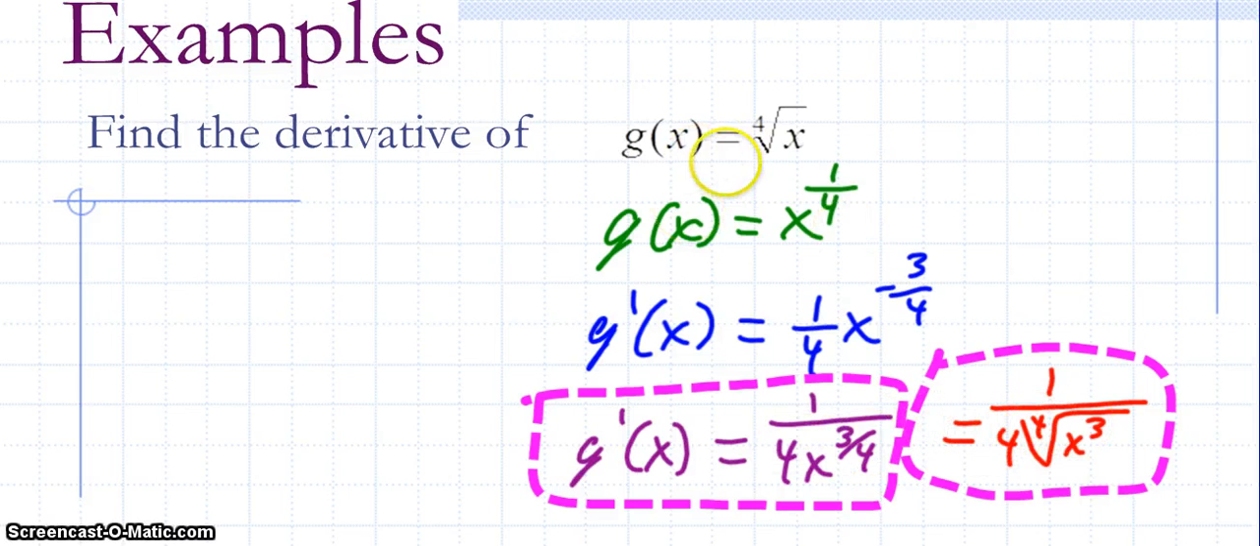How do we get that though? First, I rewrote g of x as x to the 1/4, and so then I know g prime of x, bring down the exponent, 1/4 times x, subtract 1, 1/4 minus 1 is negative 3/4, and then I just rewrite it.